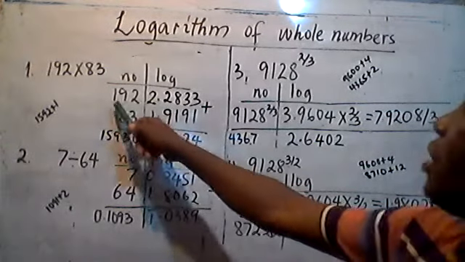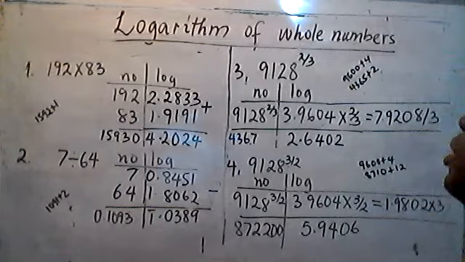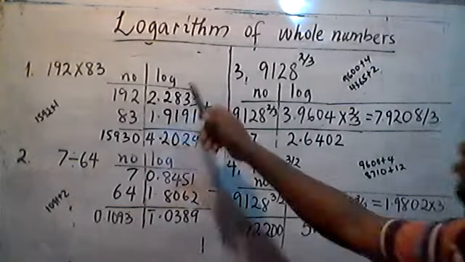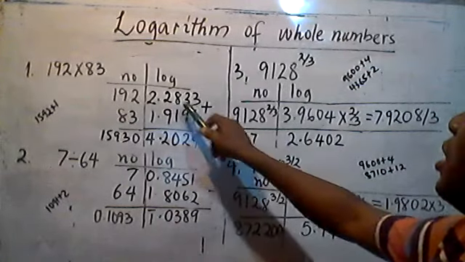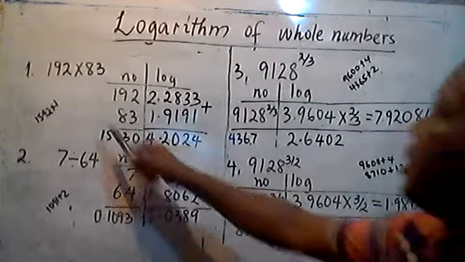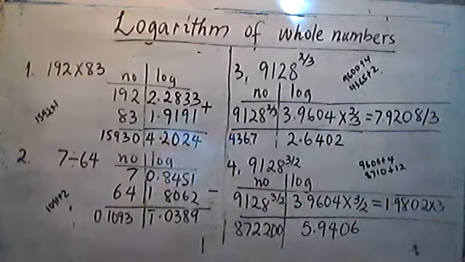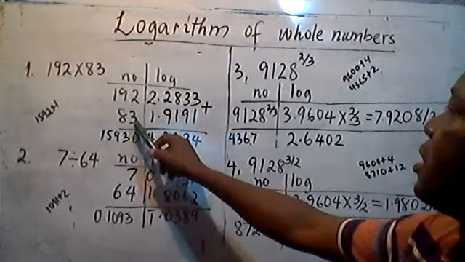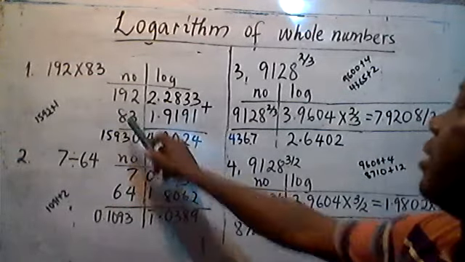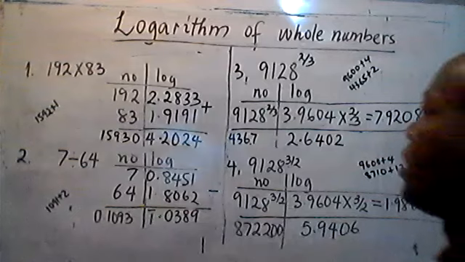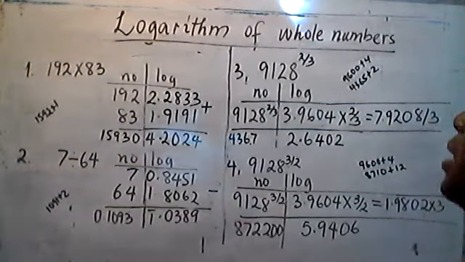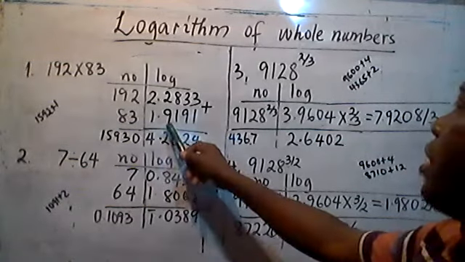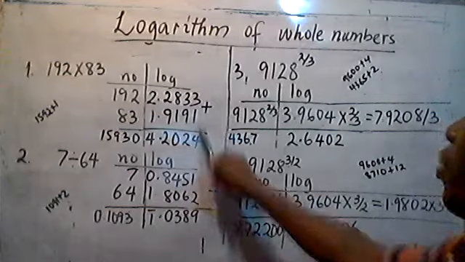Then you now look for 19 under 2. 19 under 2 in your log table is 2833. The next number is 83. The integer part from here to here is just one digit. Then we look for 83 under 0, and we will have 9191.